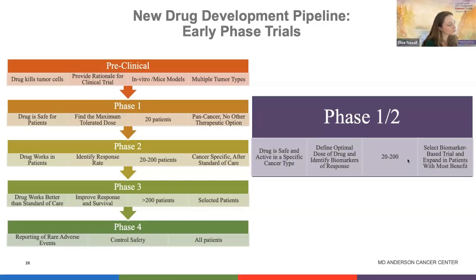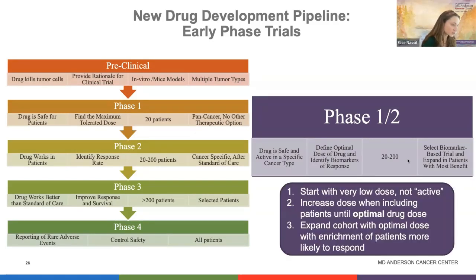So in the phase 1-2 trials, you're going to have your first patients, once again, who start with a very low dose. That is not an active dose, because we're just trying to test the toxicity. You increase the dose until you find an optimal drug dose, and then straight up expand to the cohorts that had the most benefit from the first phase of your trial. And what we often do in order to better identify those patients is we do biopsies and biomarkers as part of those clinical trials in order to identify really the best population of patients who are really benefiting from the drugs.